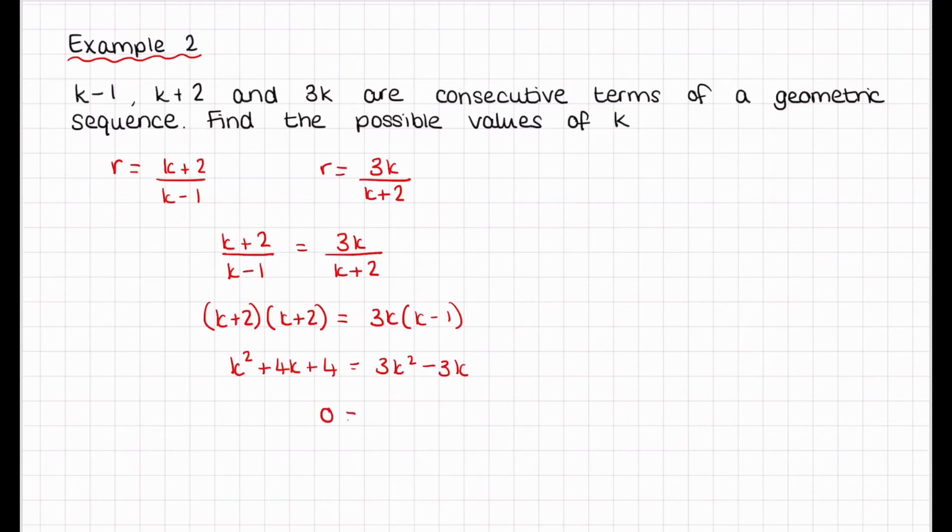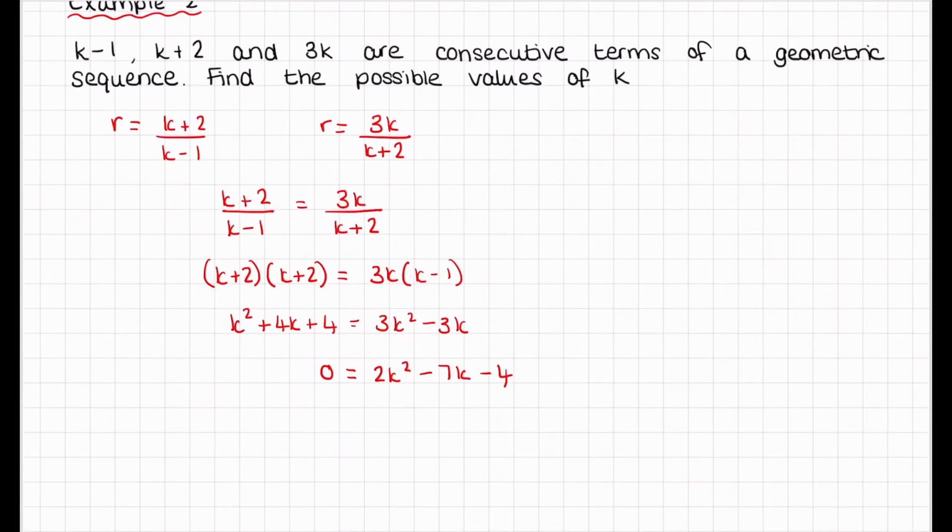So we'll take everything to one side. We'll get 2k squared minus 7k minus 4. And then you want to solve this. You can either do factorization, completing the square, or the quadratic formula. And whichever way you choose to solve it, you will find that k will equal 4 or negative a half. In the question it says find the possible values of k. That's a little hint that there possibly could be more than one answer, and there is in this situation. You could have 4 or negative a half.